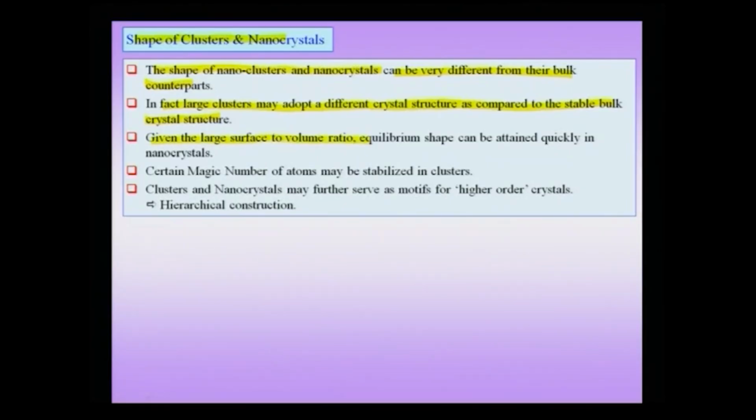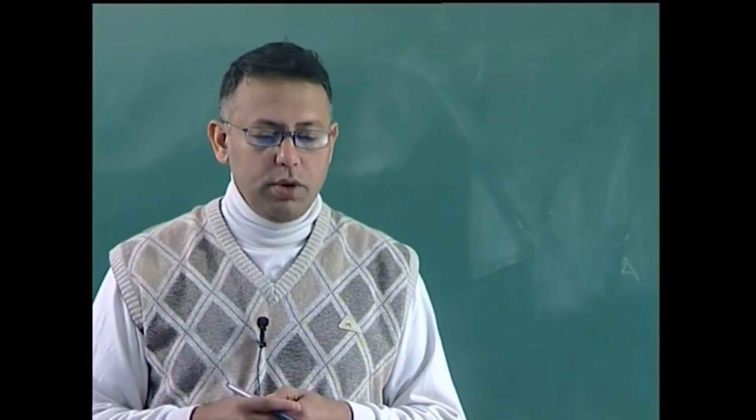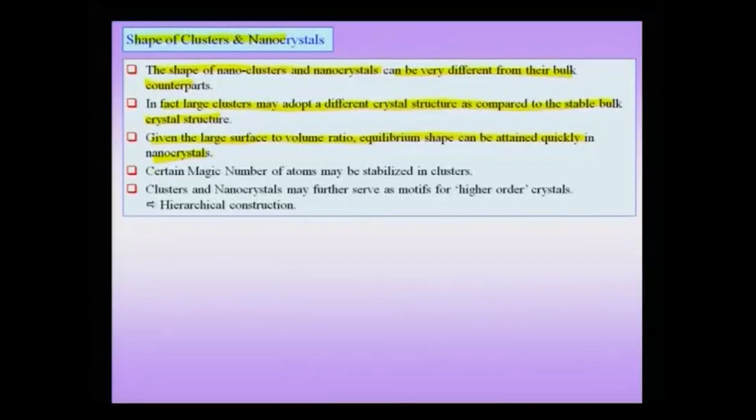Given the large surface to volume ratio, the equilibrated shape can be attained quickly in nanocrystals and also in large clusters. So, if I have a shape which is produced when I am synthesizing a solid by a certain method and it is not the equilibrium shape, it can reach the equilibrium shape very quickly. Now, we will see next that a certain magic number of atoms may be stabilized in clusters, and we will also see what is the origin of these magic numbers of atoms. In other words, when I am talking about a cluster, the cluster, instead of behaving like a collection of individual atoms, tends to behave like something like a super atom.